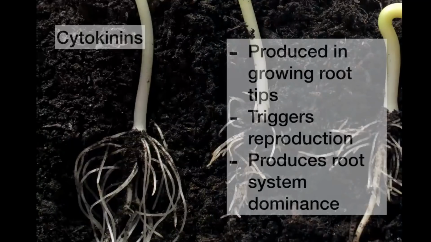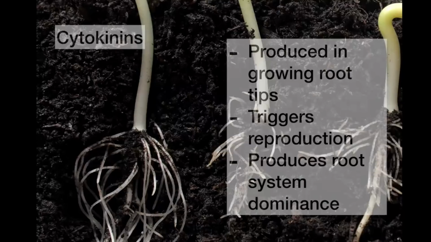So let's look at cytokinins for just a moment. Cytokinins are the other part of our pair here that we want to discuss tonight. Cytokinins are produced in growing root tips rather than in growing shoot tips. And cytokinins trigger reproduction. So when we have a cytokinin dominant plant, the cytokinins again have this antagonistic relationship with auxins. When you have cytokinin dominance, you produce a plant that has very tight internodes, and it triggers strong reproductive bud set. So you have large numbers of reproductive buds.